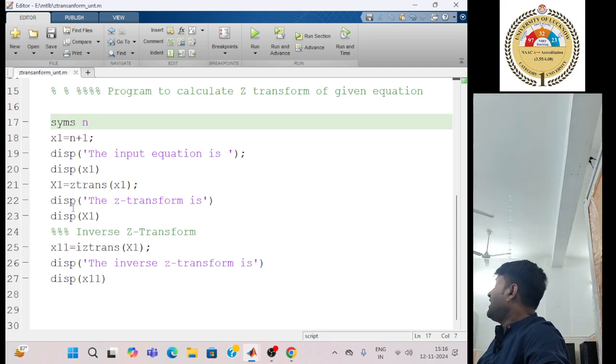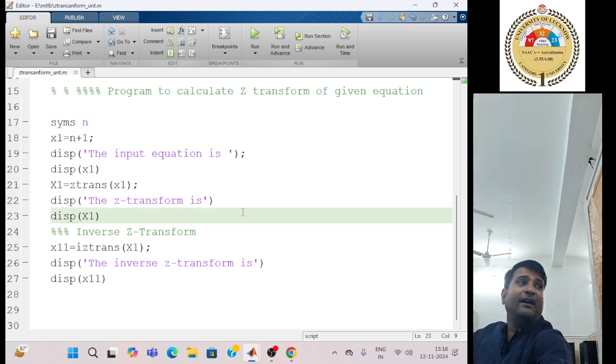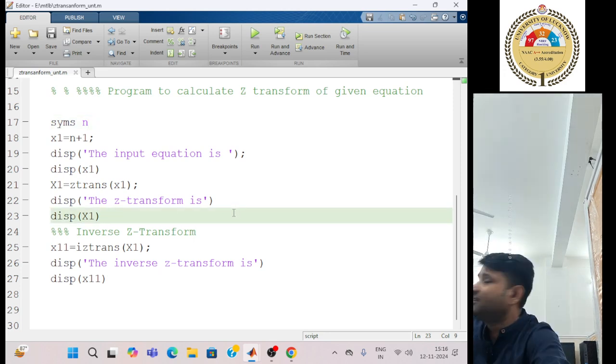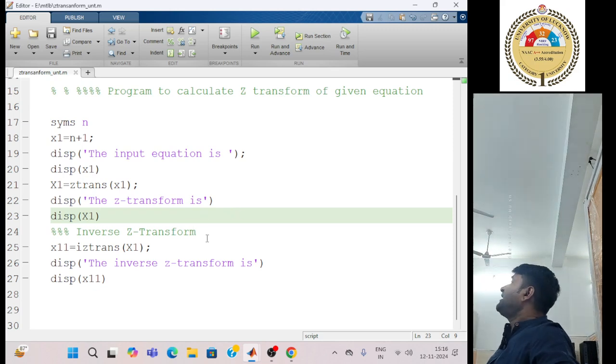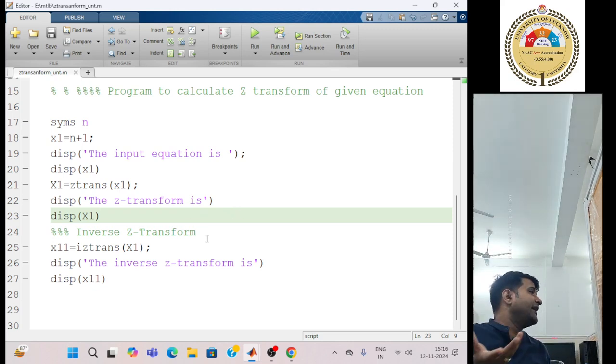Then you write x1 is equal to ztrans. This is the Z transform built-in command function. Then you display this Z transform in the command window. Then it displays the Z transform result, and then you find the inverse Z transform of this given equation.